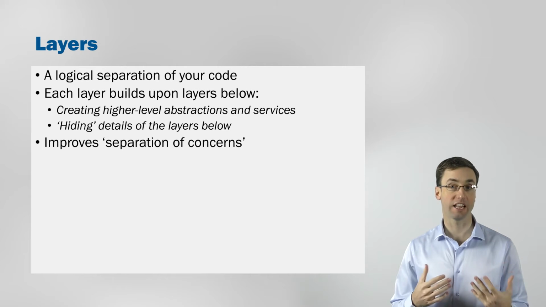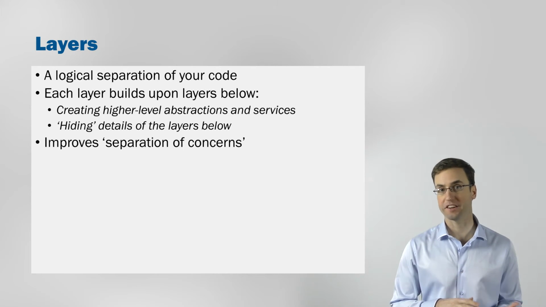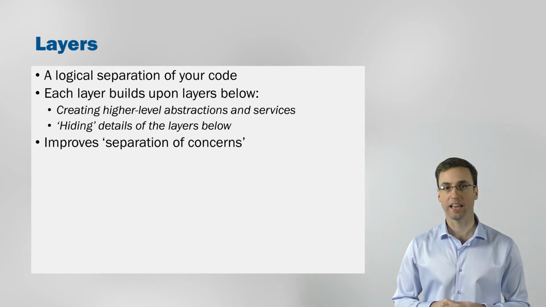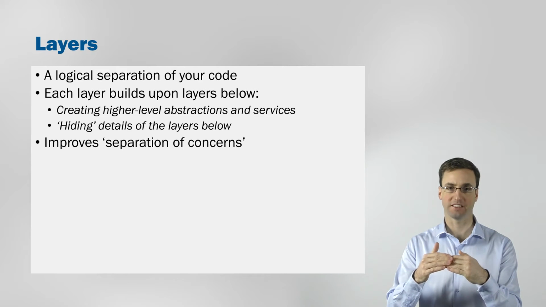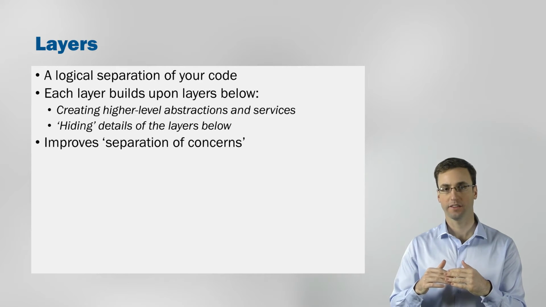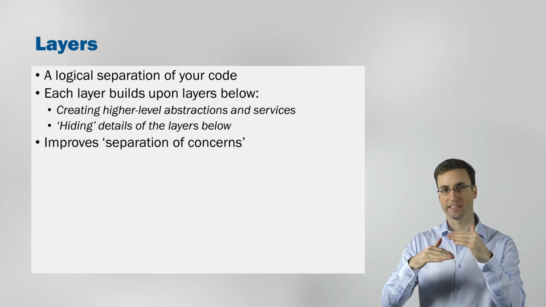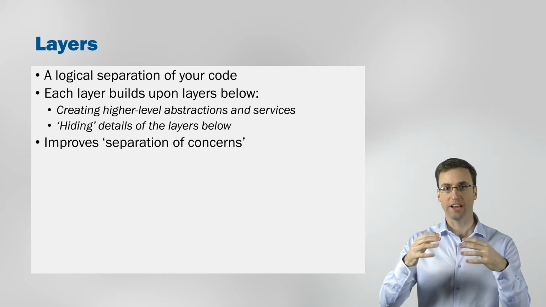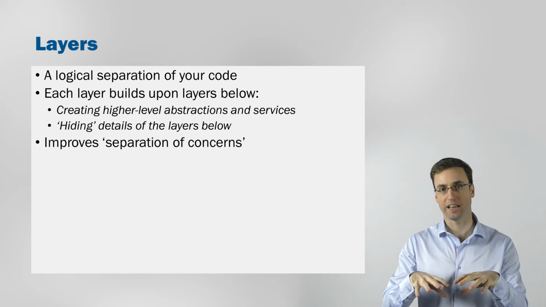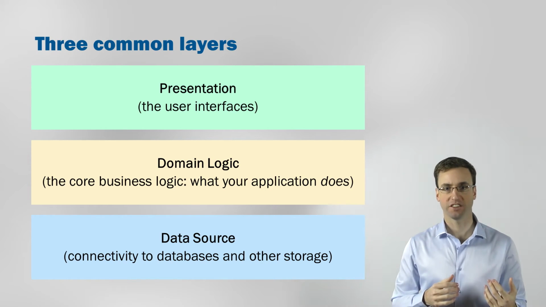One of the most common high-level strategies for the architecture of a web application is layering, and I've already hinted at it in other videos. A layer is a collection of classes that work well together and that have minimal dependencies on other layers. Layers typically build on one another, so that a higher level layer depends on lower level layers. Each layer creates high level abstractions and hides implementation details of the layer below.